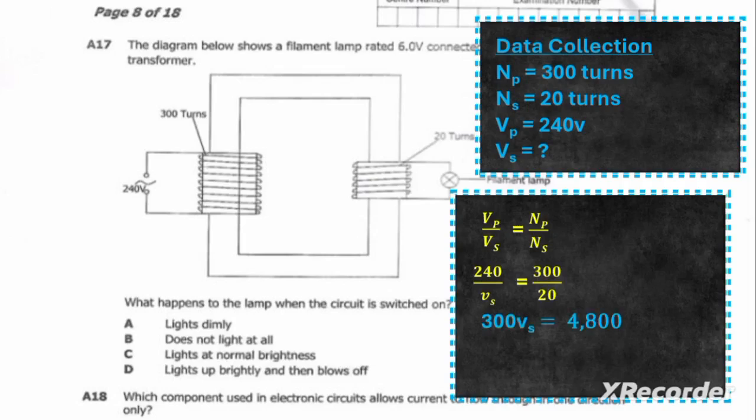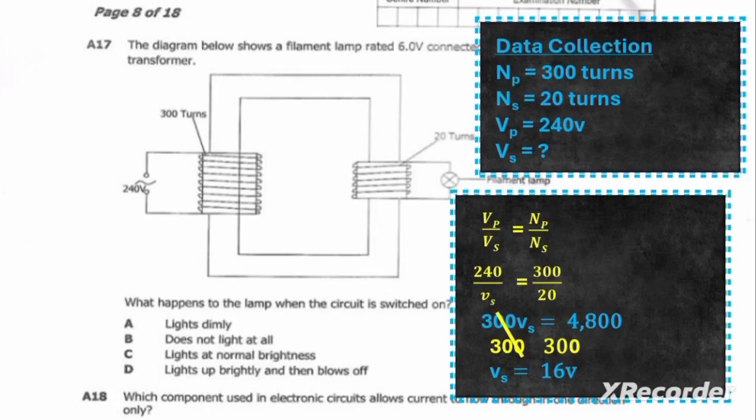Okay, we do a cross multiplication. 300 times VS, we are going to get 300 VS. Then 240 times 20, we are going to get 4,800. Here divide by 300, even here divide by 300. Then we are going to get VS is equal to 16 volts.